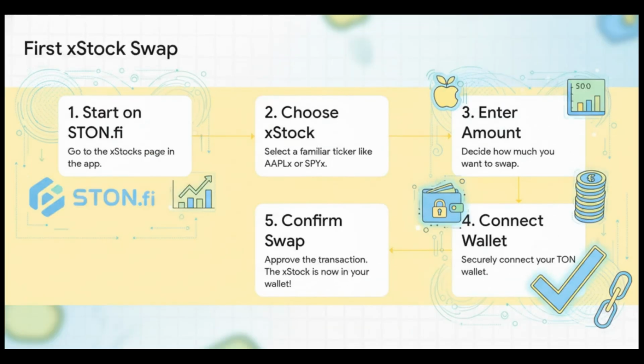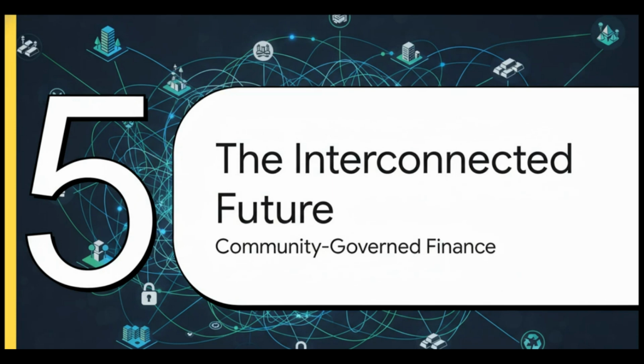And you know what the best part is? It's ridiculously simple. You don't need to open a brokerage account or fill out a bunch of paperwork. You just go to STON.fi, connect your wallet, pick a stock just like you'd pick any other token, and hit swap. That's it. You can get exposure to traditional markets in literally minutes, and you never give up control of your assets. So you take all of this, the zero trust swaps, the real-world assets, and you can start to see the much bigger picture they're building. This is all about creating a truly interconnected financial ecosystem, one that's built to last and is governed by its own users.